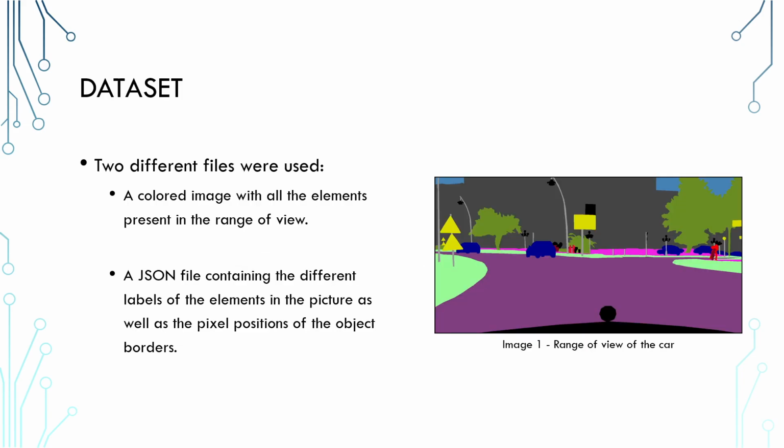To train our model, we used a dataset made of two different files: a colored image with all the elements present in the range of view of the car, and a JSON file containing all the different labels of the elements in the picture, as well as the pixel positions of the object borders. The goal with these two files is to identify in the range of view of the autonomous car the objects described in the JSON file. These can be cars, pedestrians, sidewalks, and so on.